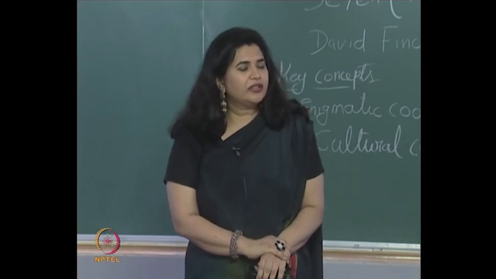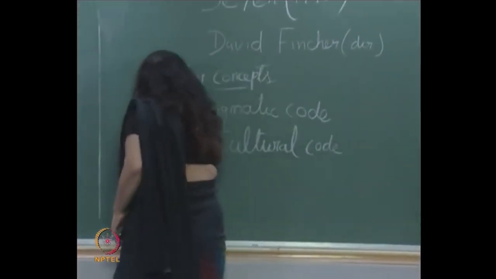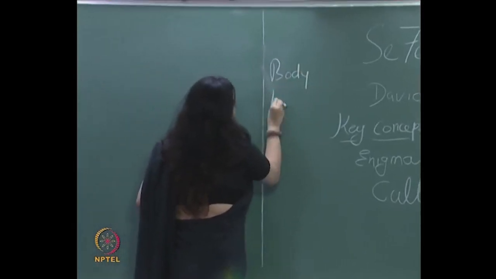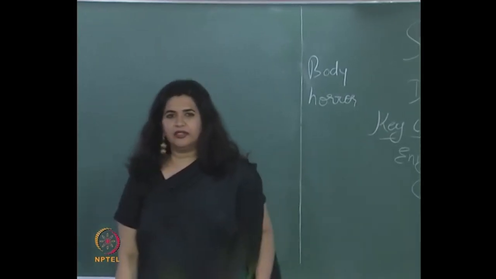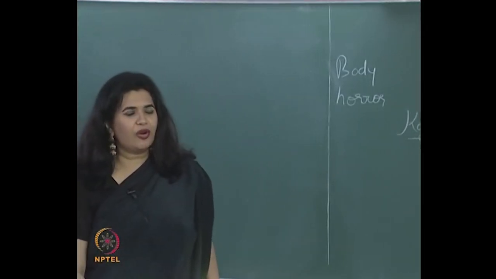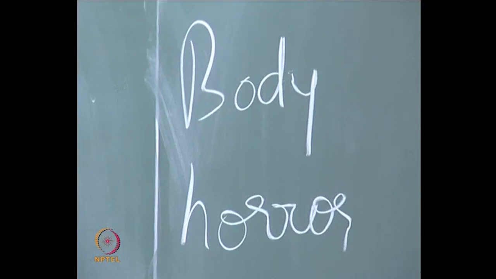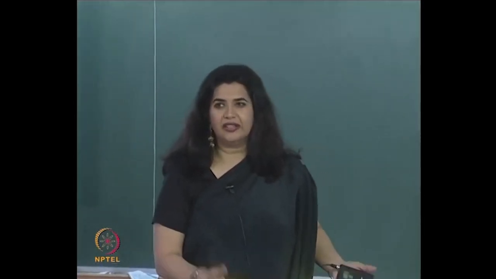And what kind of horror? There is a genre of horror called the body horror. It is believed that in modern times, in our contemporary times, the body is no longer sacred. It can be violated by someone at any time. So it could be during wars, it could be mugging, it could be anything. And here in Seven you have a serial killer who delights in violating bodies.